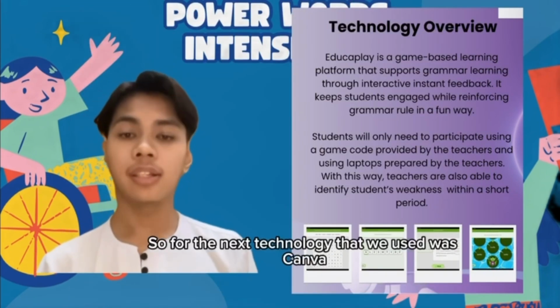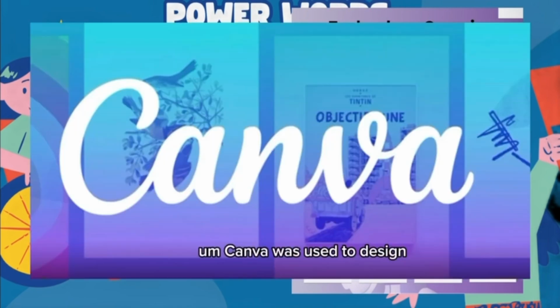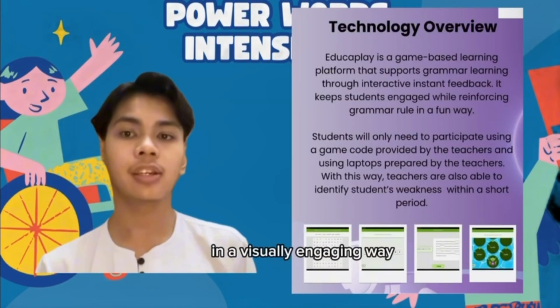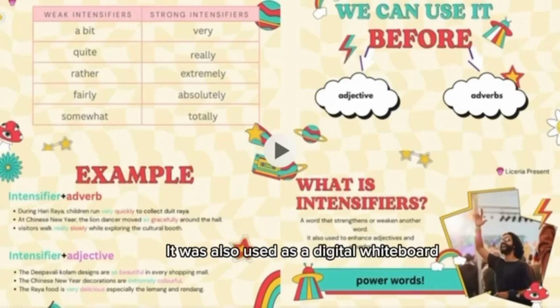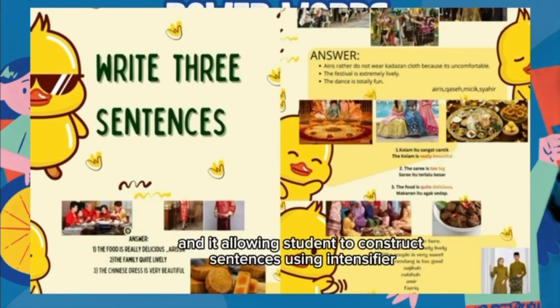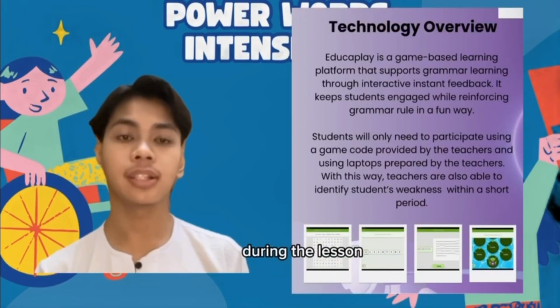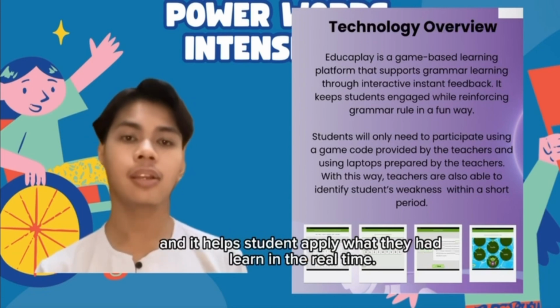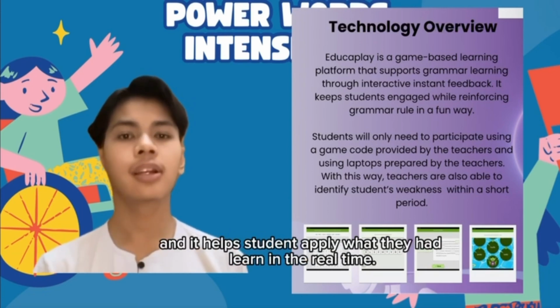So the next technology that we used was Canva. Canva was used to design teaching slides that supported the explanation of intensifiers in a visually engaging way. It was also used as a digital whiteboard, and it allows students to construct sentences using intensifiers during the lesson. So this interactive approach encouraged active participation and it helped students apply what they had learned in real time.